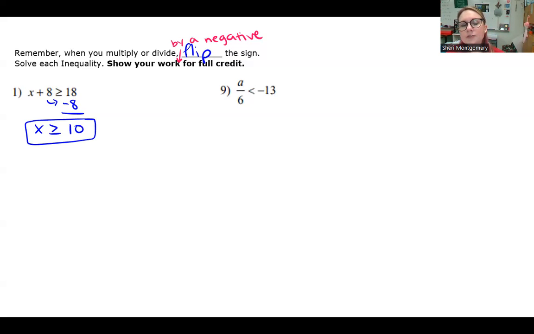Question 9, as a fraction, don't freak out. It's not really a big deal. Fractions aren't that bad because the inverse of dividing is what? The inverse or the opposite of divide is what? Multiply. So we'll bring over the 6 by multiplying it.